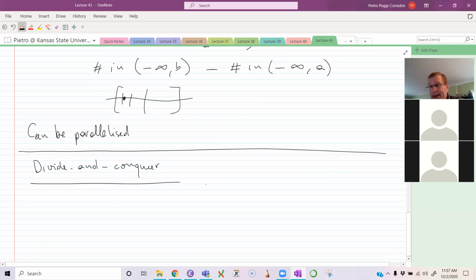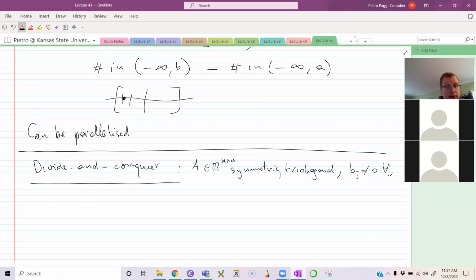All right, so again, let's assume a symmetric tridiagonal matrix A and non-zero off diagonal terms. So fix K.